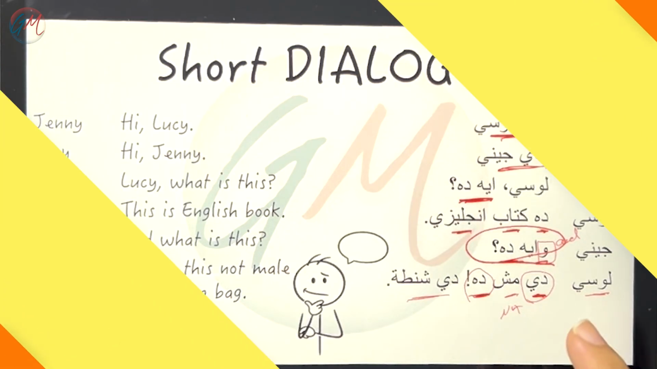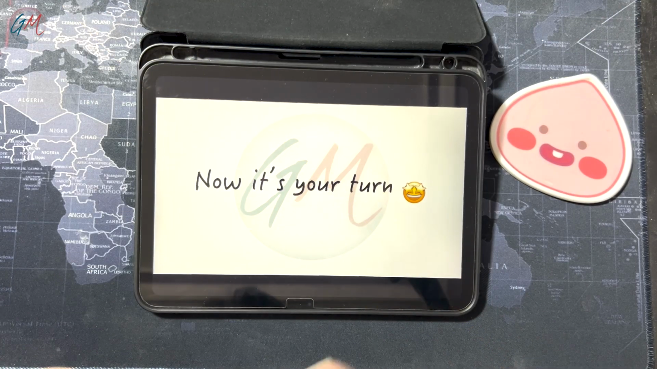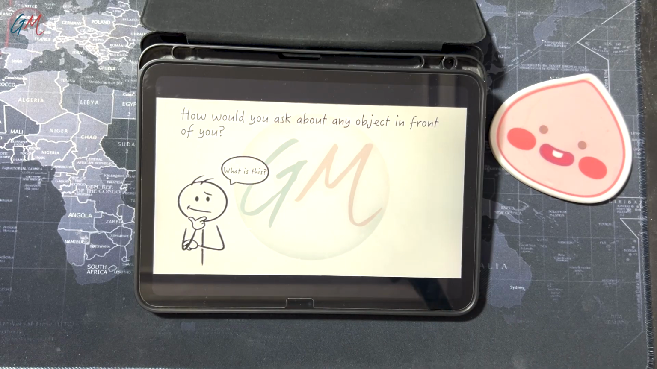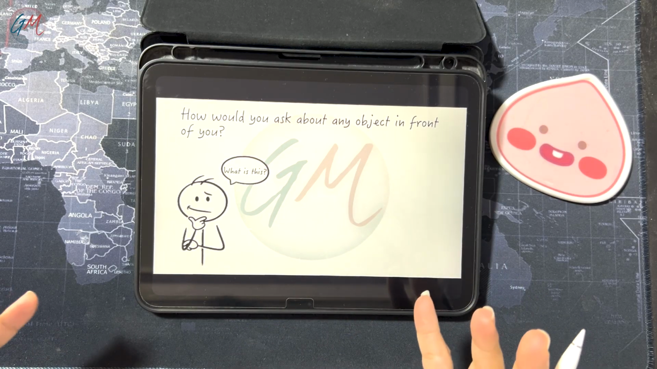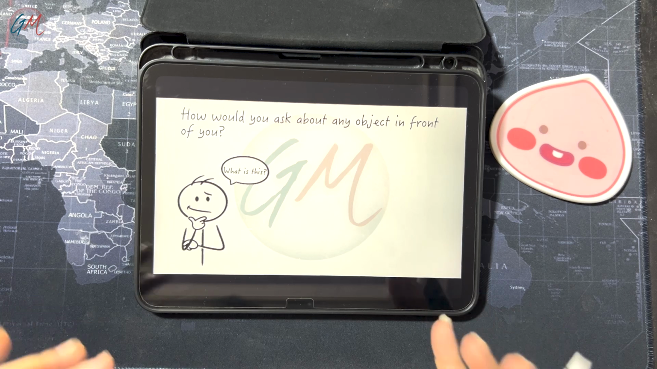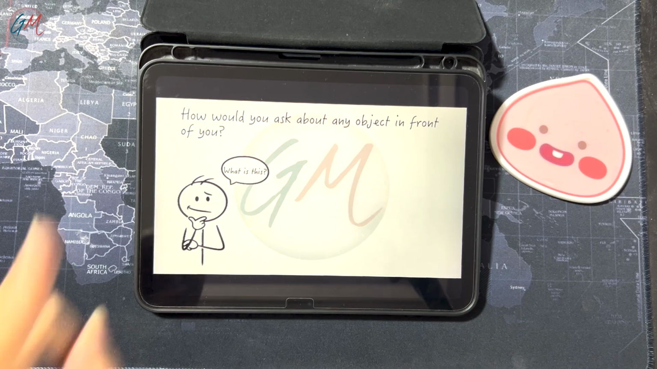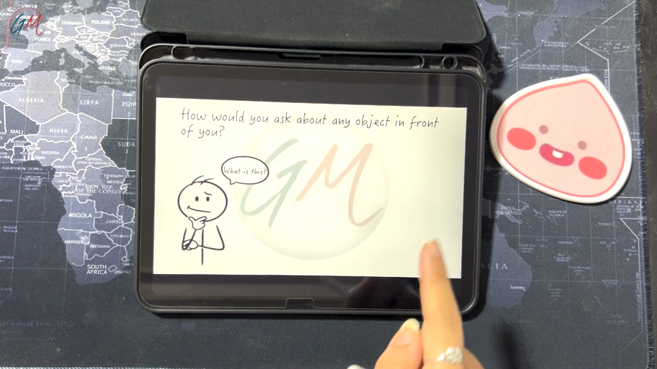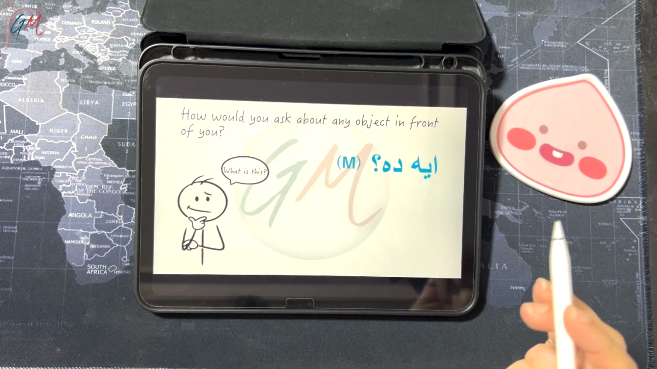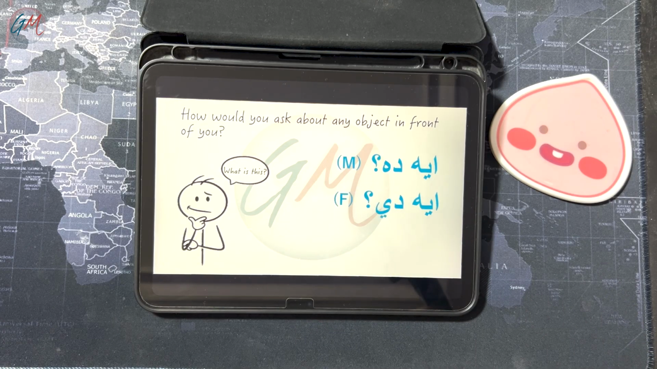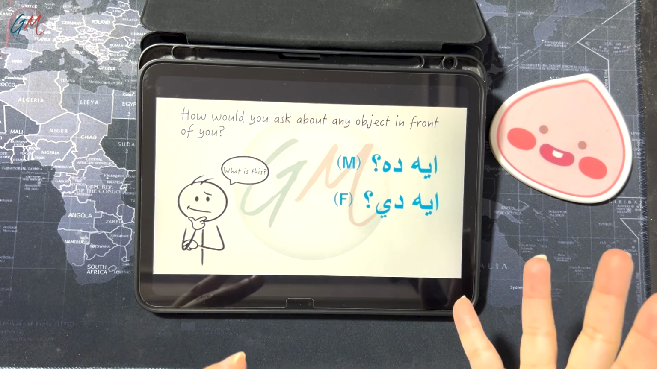Okay? Well done. That's okay. So now it's your turn. Let's check if you got all of our lesson for today. So, how would you ask about any object in front of you? How would you ask, what is this? What is that in Arabic? 1, 2, 3. Very good. For males would be ida, and for female object would be idi.